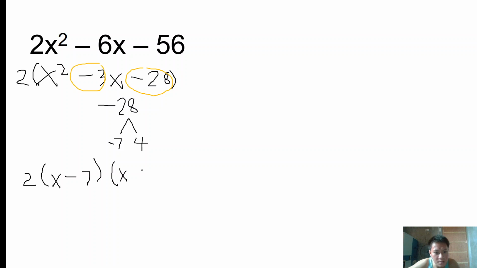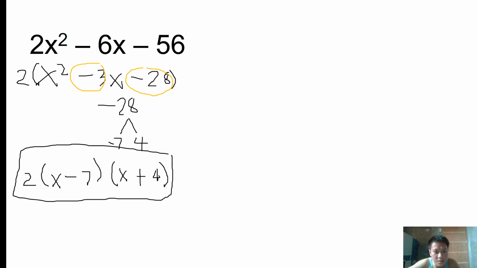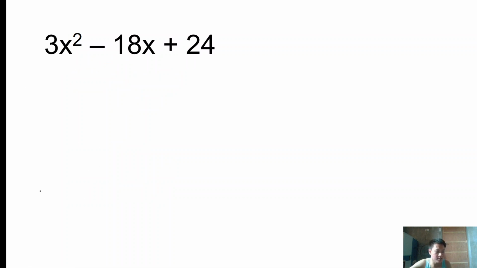x plus 4. Okay, so this is the answer. This is the factor of the trinomial 2x squared minus 6x minus 56. Okay, so sa next problem naman natin, 3x squared minus 18x plus 24.